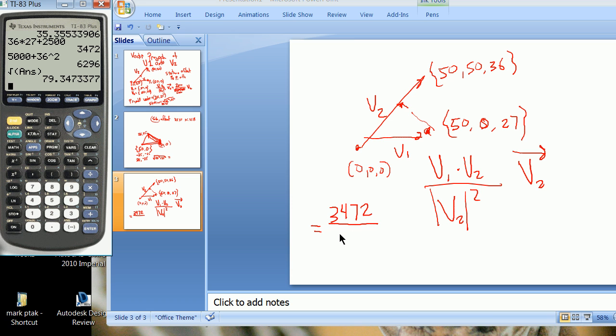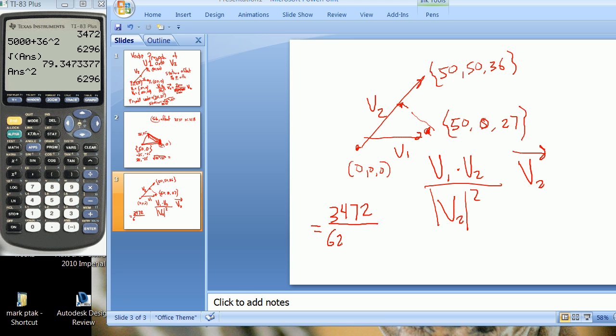And we get 79.34, and then we're going to square that. So we take that and square it, and we get, in this case, 6296. So our projected vector is just the vector 50, 50, 36 times that value. And so you end up with the projected vector in 3D, and then you can go out and do the same thing to get the slope or intercept path from this point back to there.